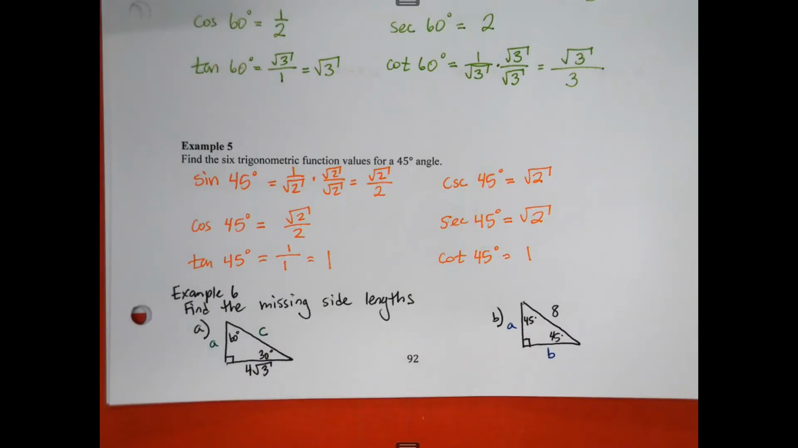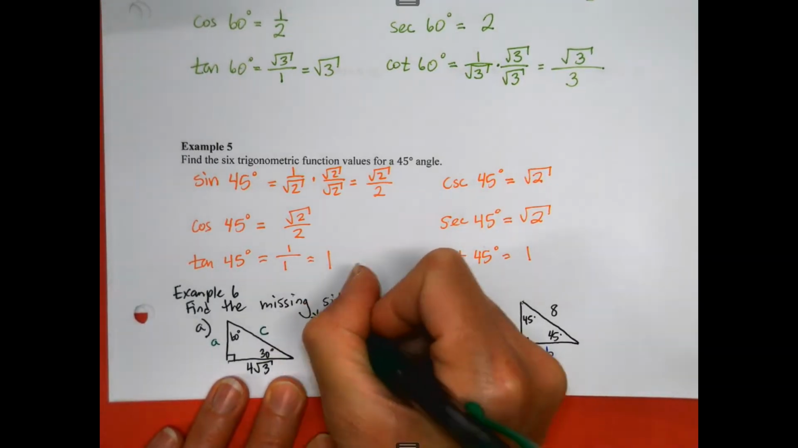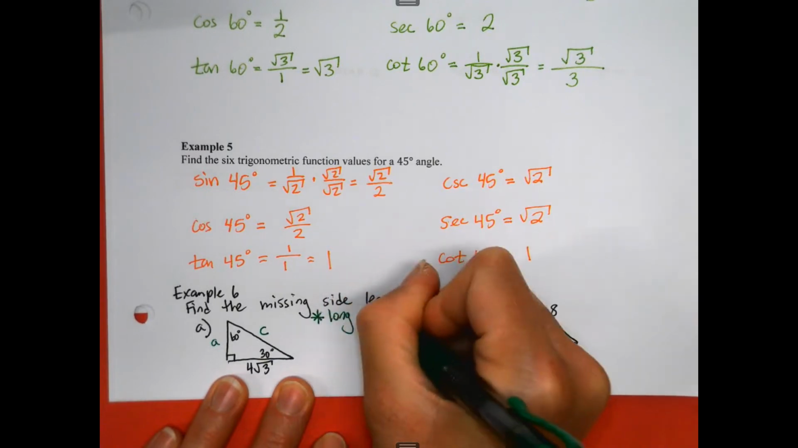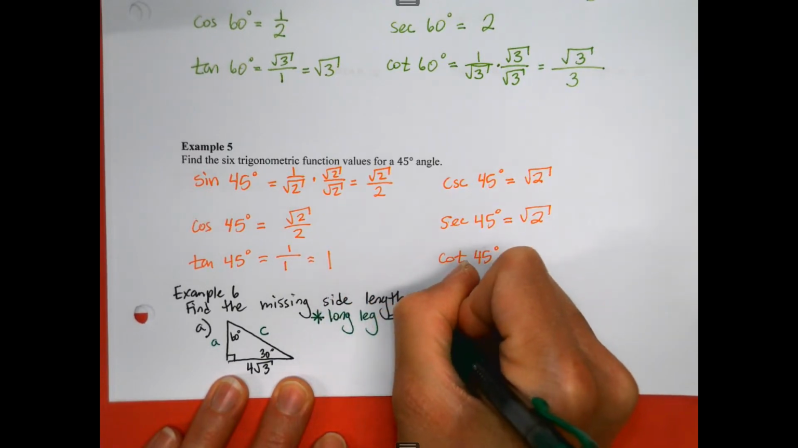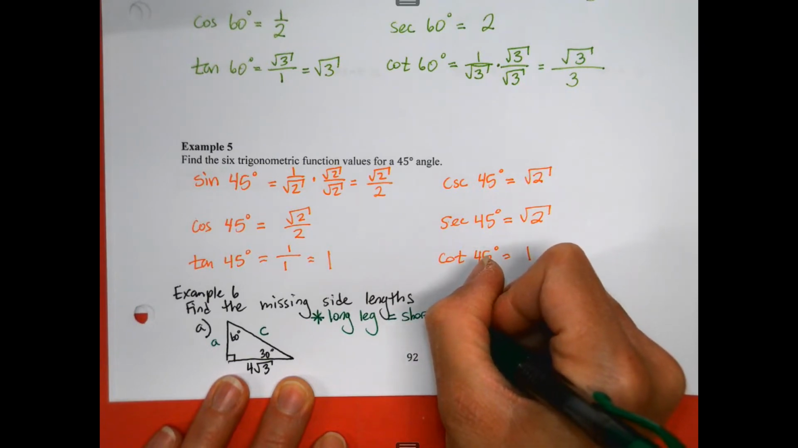I added another example here. It says to find the missing side lengths. In our first example, part A, we have a 30, 60, 90 triangle. So when we have a 30, 60, 90 triangle, there's a rule that says that the long leg is equal to the short leg times the square root of 3.